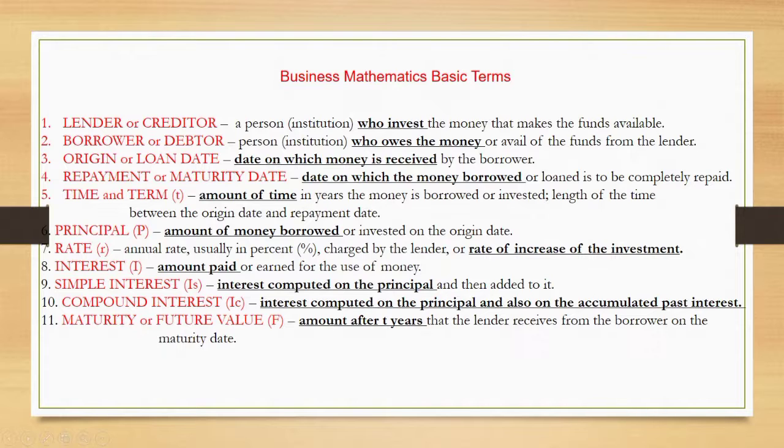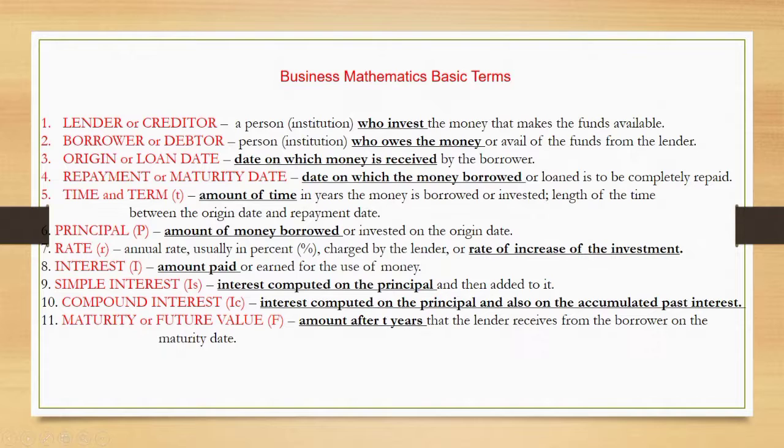So, number seven, the rate, which has a symbol of small letter r. It is an annual rate, usually in percent, charged by the lender or the rate of increase of the investment. Ito po yung porsyento na inyong hiniram na nakalagay sa inyong kontrata sa inyong inutangan. And number eight, interest or I. It is the amount paid or earned for the use of money. Ito po yung pera na makukuha if you are able to use the money pag nangutang kayo. It's just like interest at tubo na inyong inutang.